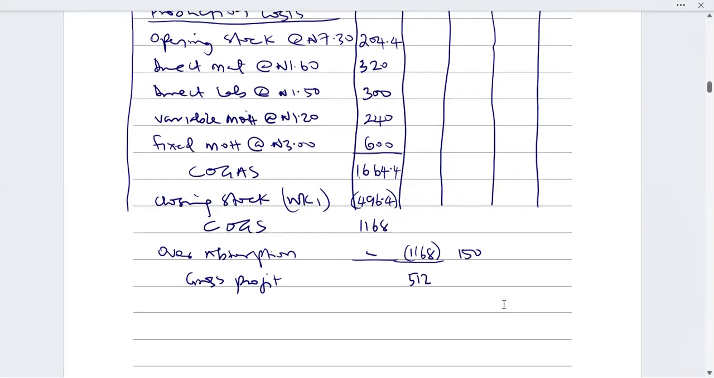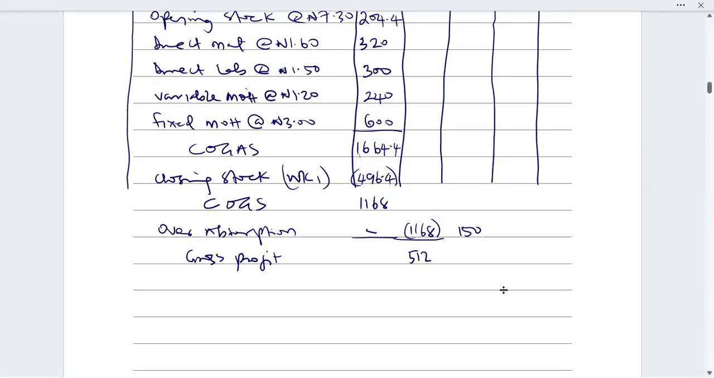After this, the next item for us is to consider all other costs that are not related to production. Immediately after the gross profit, we need to consider non-production costs, whether variable or fixed. Any cost that is not related to production will be considered here. So, non-production cost.